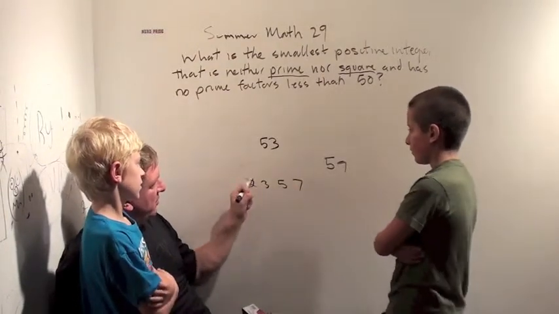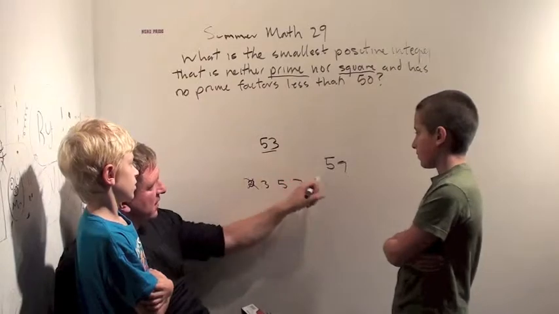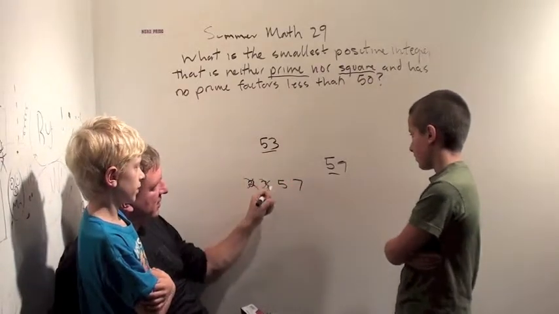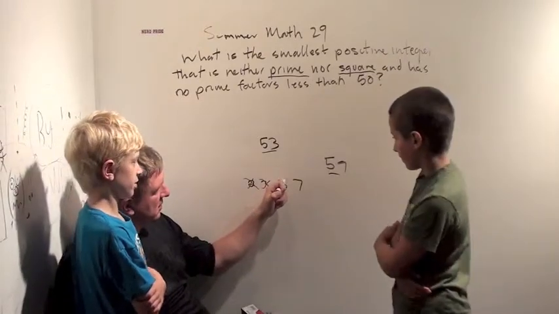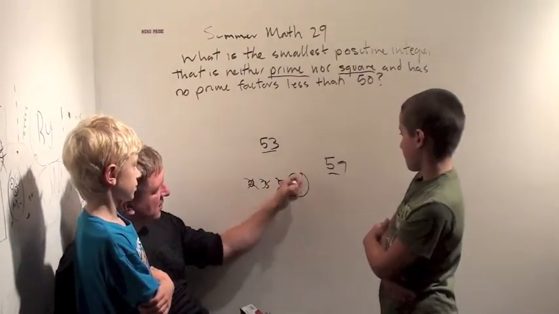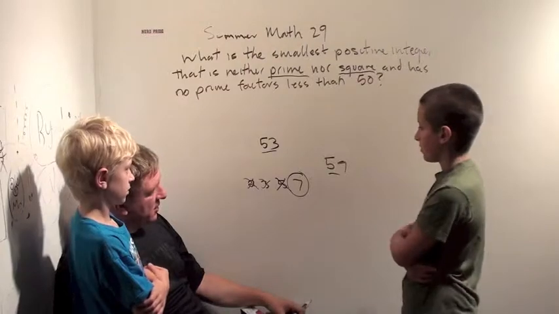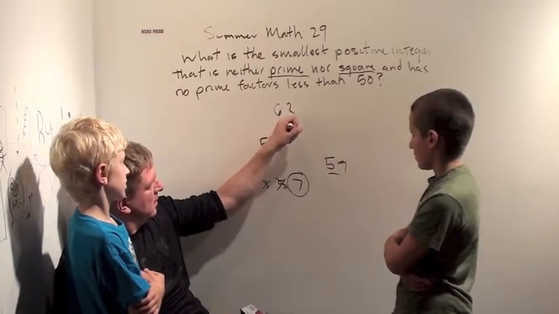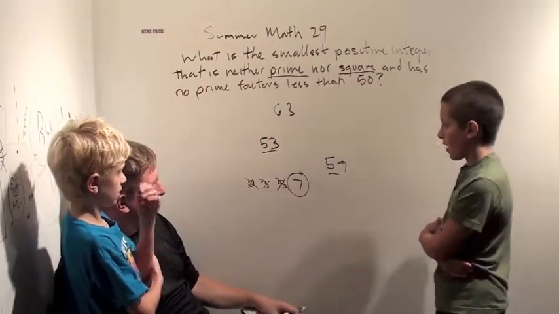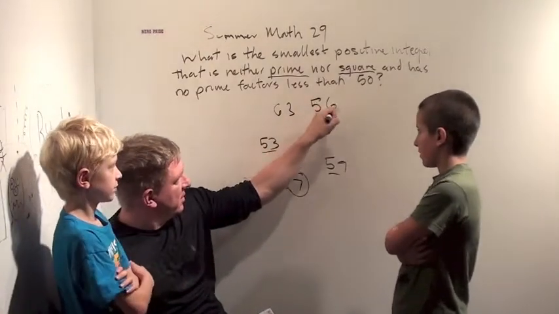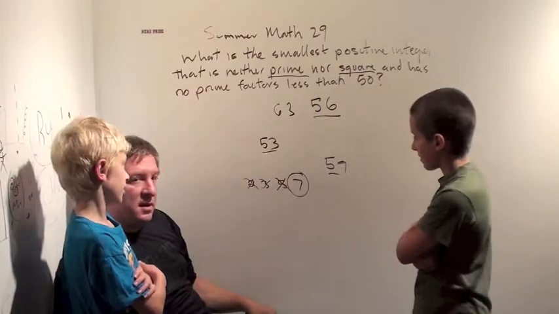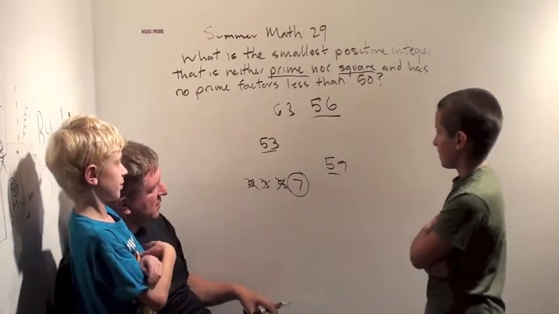Well, 2, no. 3, no. Adds up to 8, adds up to 14. 5, no. What's the rule for 5? It ends in a 5 or a 0. No. Okay, so now 63 is divisible by 7. And that would mean 56 is divisible by 7. 56 is 7 times 8. And neither of them. Okay, so there we go.